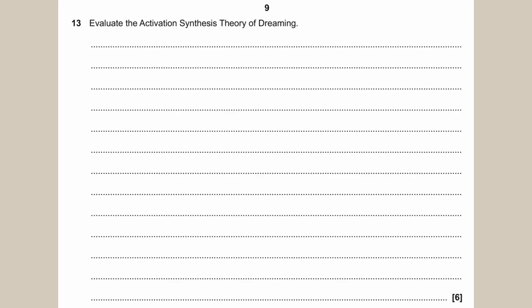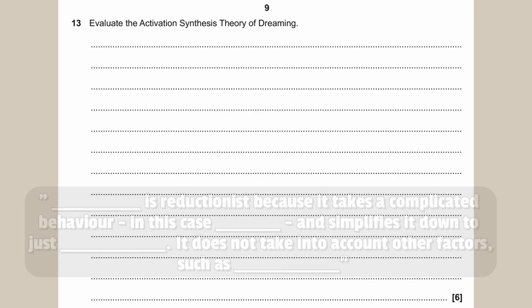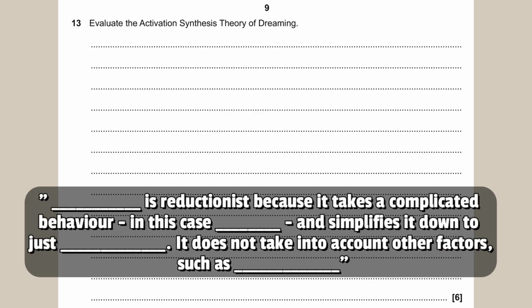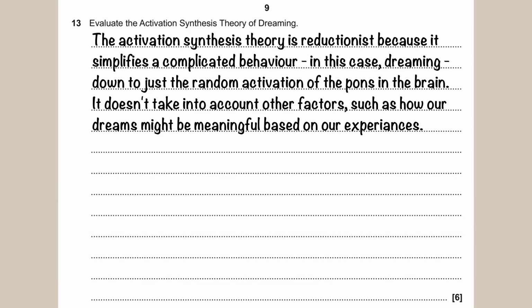And then we come on to a 6th marker, which involves evaluating the activation synthesis theory. And well, if we're evaluating a theory, why not use that template earlier that I gave you? Again, I'll give you a few seconds to pause the video, but it would be great to see you trying to give this a go first. Now that you've given it a go, you can see that 2, probably 3 of those marks are already covered through reductionism. So let's finish off the answer.